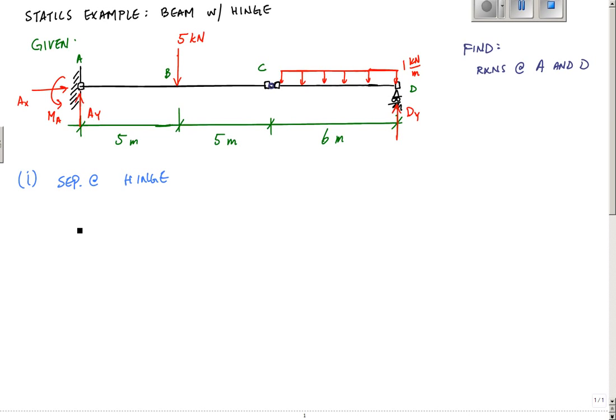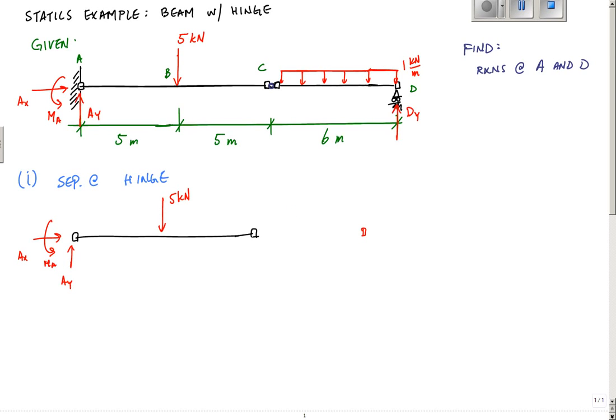So here I've got this, here this A. See if I can draw this pretty good. Here at point C, up to point C here, and for this beam I've got 5 kilonewtons going on here. I separated at the hinge. I've got the AY, the AX, and the MA. Okay, so I've got that here, and then here I'm going to separate.